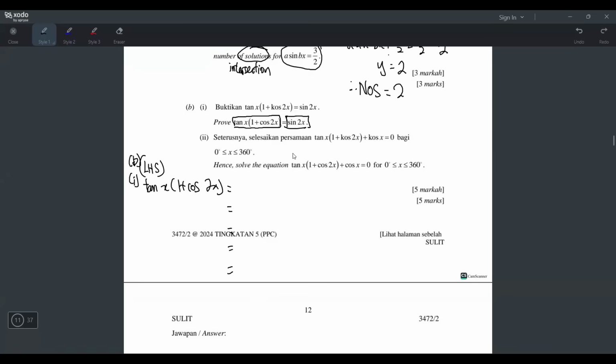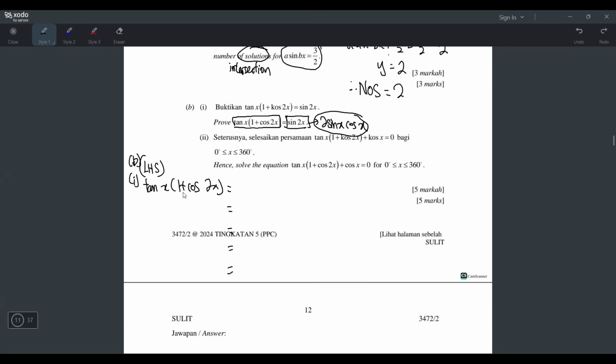The right hand side is sine 2x. So sine 2x, we all know we can use the double angle. The sine 2x can change to 2 sine x cos x. So my mission now, my job now, is to change this so that it becomes 2 sine x cos x. Or you could change directly to sine 2x, right? But it's not possible, I think. I think the only way is to change this to 2 sine x cos x, right?